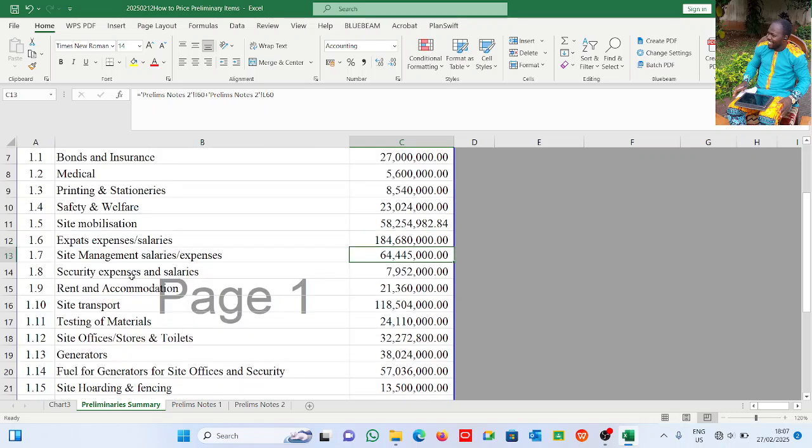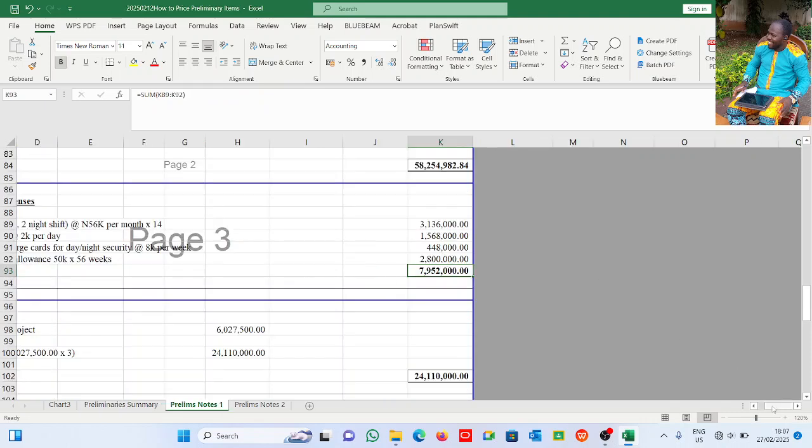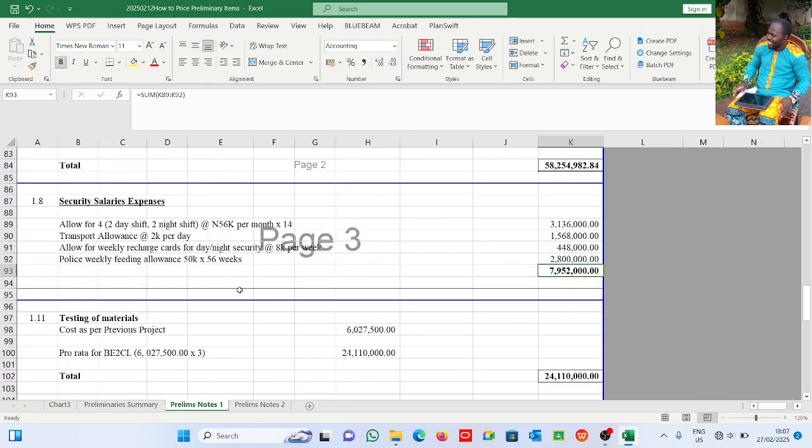All right, security, salaries and expenses, preliminaries also. Basically you're going to be needing securities. Even with securities, your site is exposed. How much more without securities at all? Of course you're going to plan for their salaries as well. Now here's what we have. We allow for 4 securities, maybe 2 shifts in the day, 2 shifts in the night, depending on what you have. Yours may be 1, yours may be 2, so you just have to plan for them.